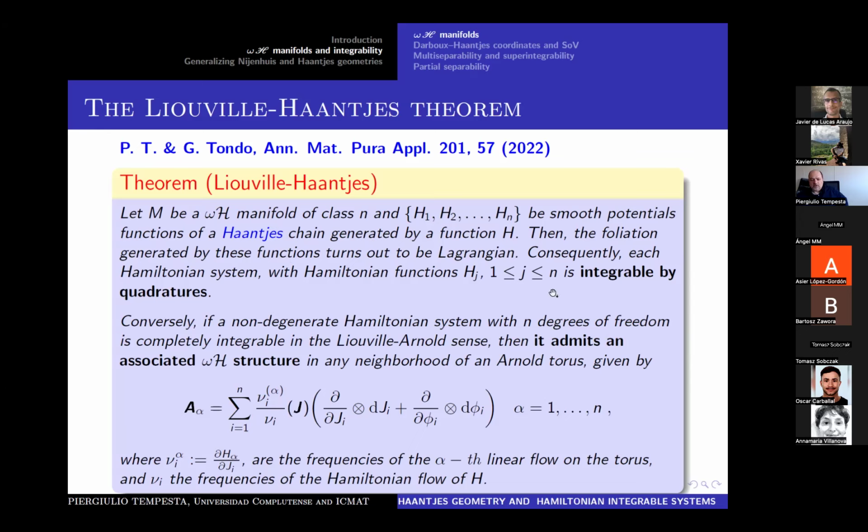More precisely, if you have an omega-H manifold and these potential functions of a Haantjes chain, then the Hamiltonian systems which we can form with these functions are integrable by quadrature, so in the standard Liouville sense. And vice versa, if we have a non-degenerate Hamiltonian system which is completely integrable in the Liouville sense, then we can find an associated omega-H structure in any neighborhood of an Arnold torus, given by this form. In other words, there is a one-to-one correspondence between integrable systems and omega-H or symplectic-Haantjes structures. So with a given integrable system, we can construct an omega-H structure by this relation, and vice versa, if we have a Haantjes chain, which of course generates an omega-H manifold, then we have the integrability by quadrature.